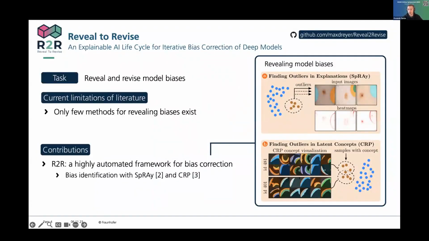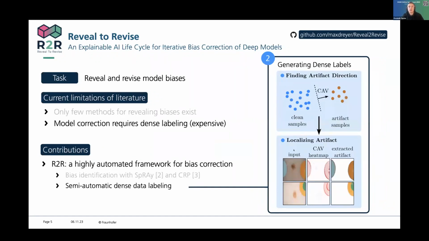So here we have two convolutional filters in our VGG network that clearly only focus on band-aids instead of other information. So this is also a way of figuring out that the model is using data artifacts instead of the mole itself. So that's the first step. We revealed the model biases.